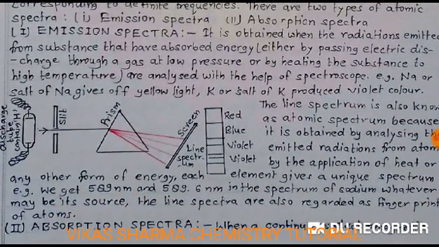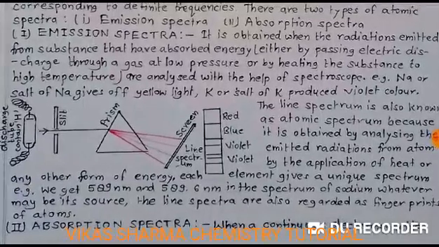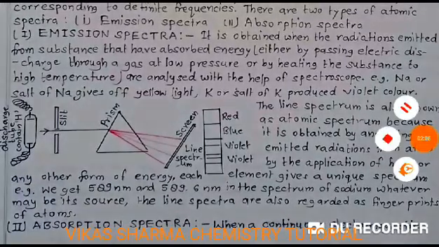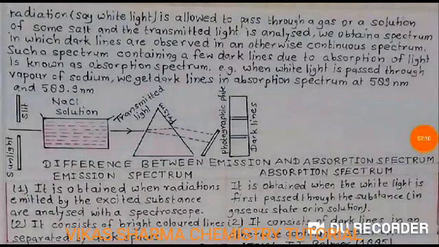The second one is absorption spectra. When a continuous electromagnetic radiation, say white light, is allowed to pass through a gas or a solution of some salt and the transmitted light is analyzed, we obtain a spectrum in which dark lines are observed in an otherwise continuous spectrum. Such a spectrum containing a few dark lines due to absorption of light is known as absorption spectrum.